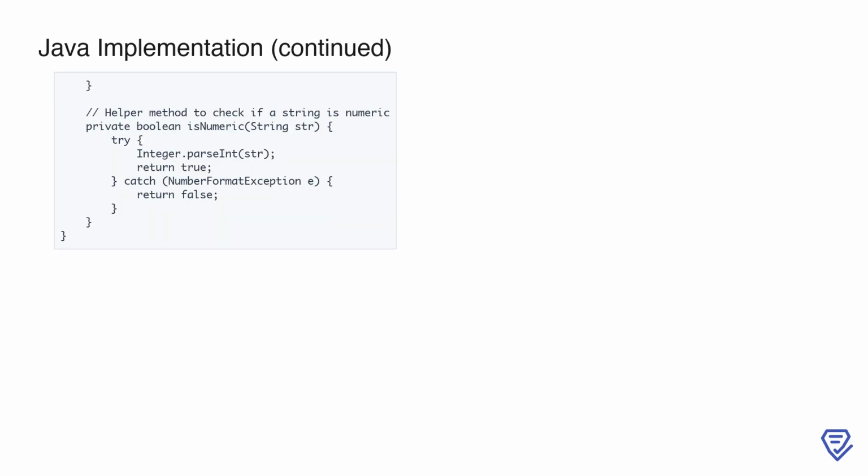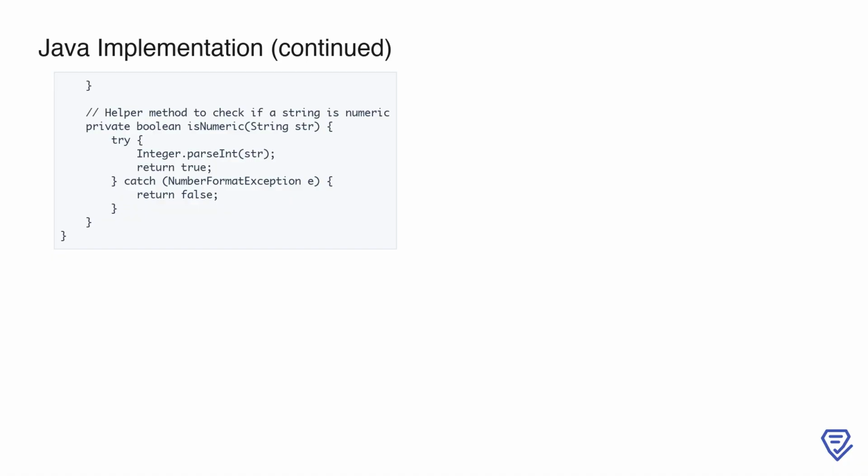The helper method isNumeric is defined to determine whether a given string represents a valid number. This method uses a try-catch block to safely attempt parsing the string into an integer. If the parsing succeeds, the method returns true, indicating that the string is numeric. However, if a NumberFormatException is thrown, the method catches the exception and returns false, indicating that the string is not a valid number.